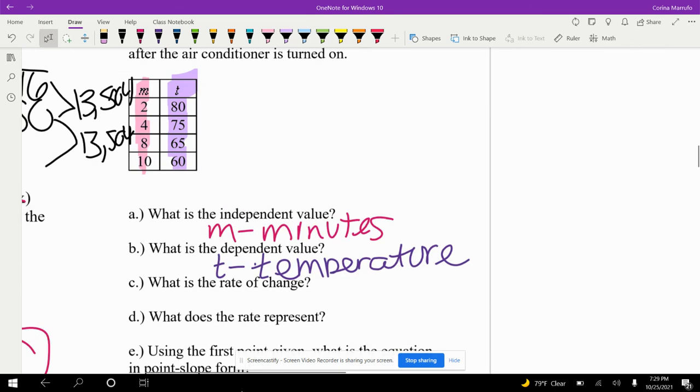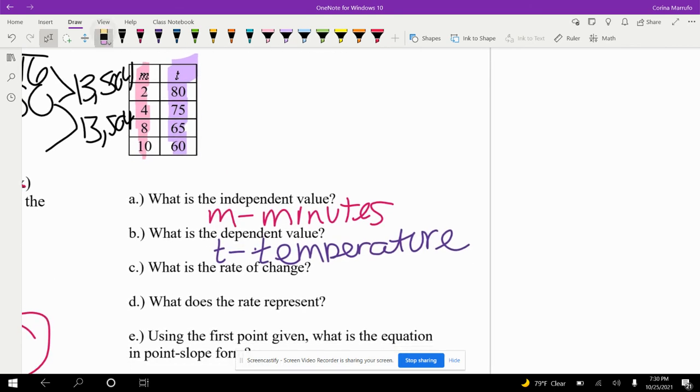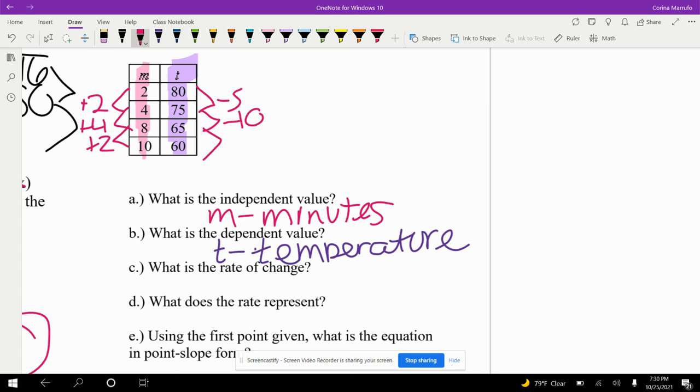It says, what is the rate of change? So I'm going to show you guys how to find the rate of change on the table. If we see here, from 2 to 4, we add 2. From 4 to 8, it actually adds 4. And then from 8 to 10, it adds 2. And then from 80 to 75, it's subtracting 5. From 75 to 65, we subtracted 10. And from 65 to 60, we subtracted 5.